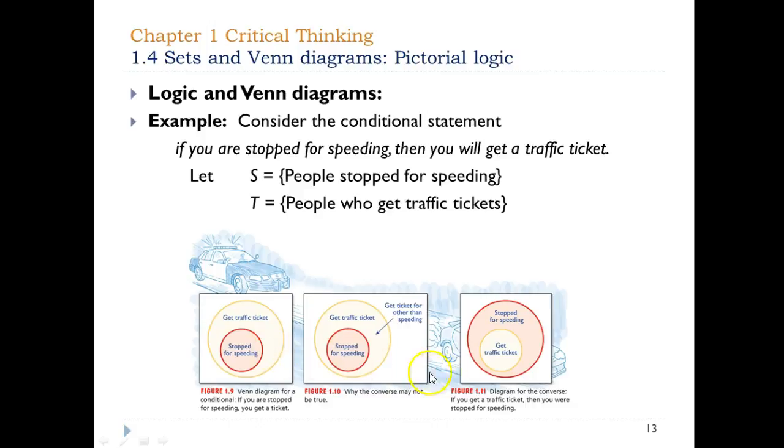Right, and that's the converse. The converse should look something like this: if you get a traffic ticket, then you were stopped for speeding. And these are different Venn diagrams, as you can see.